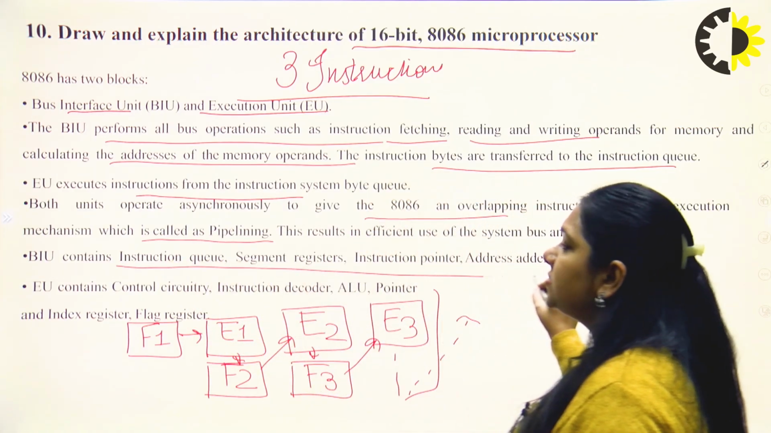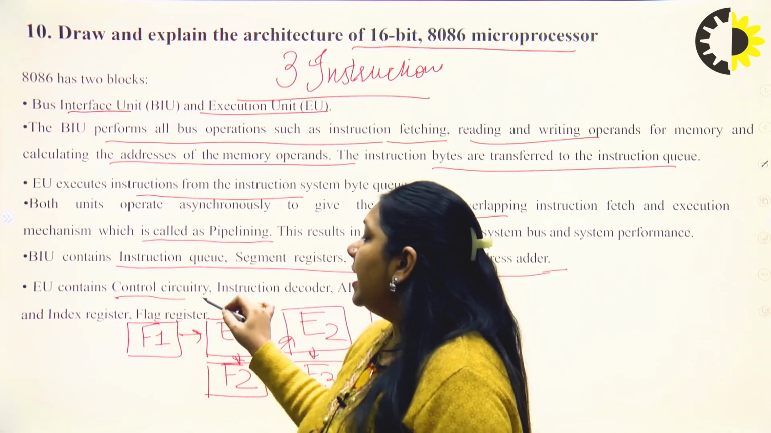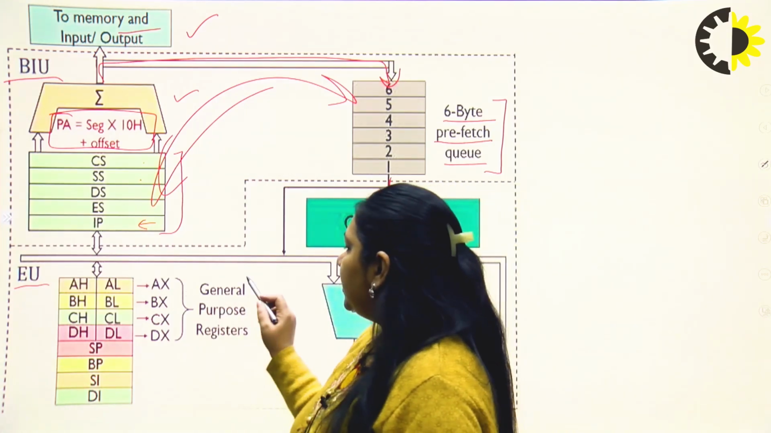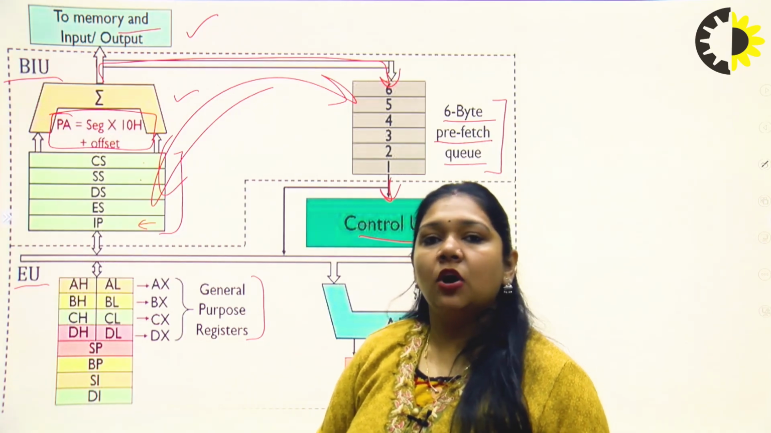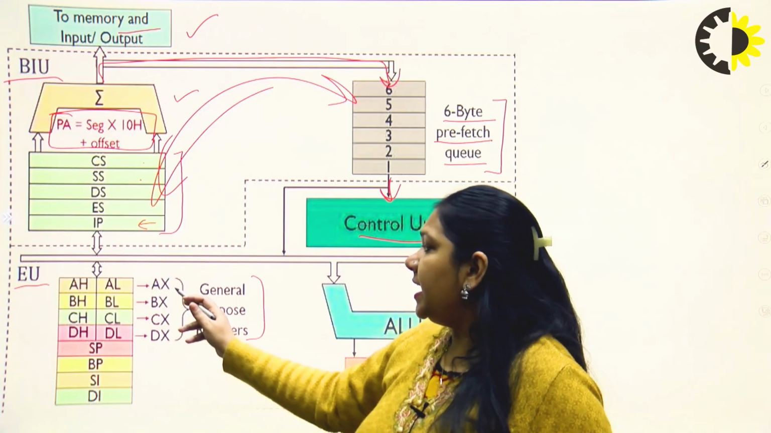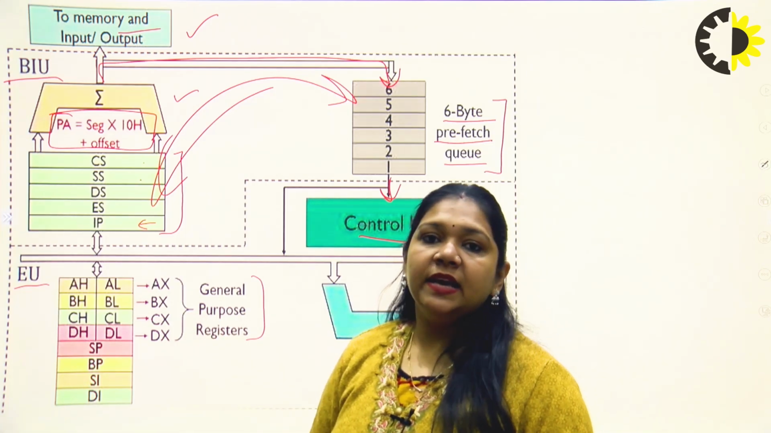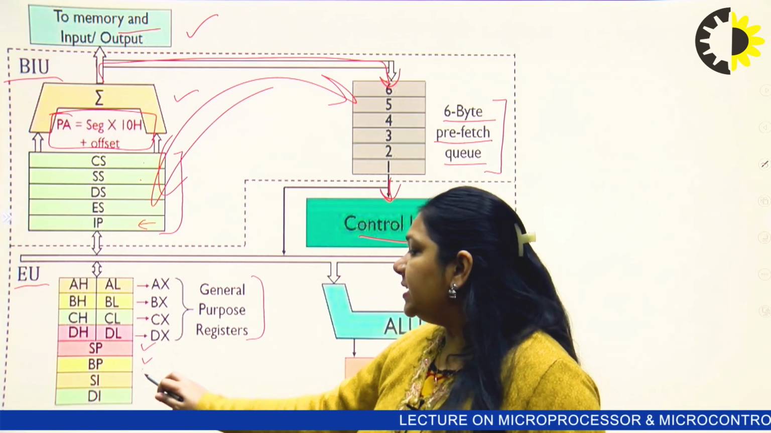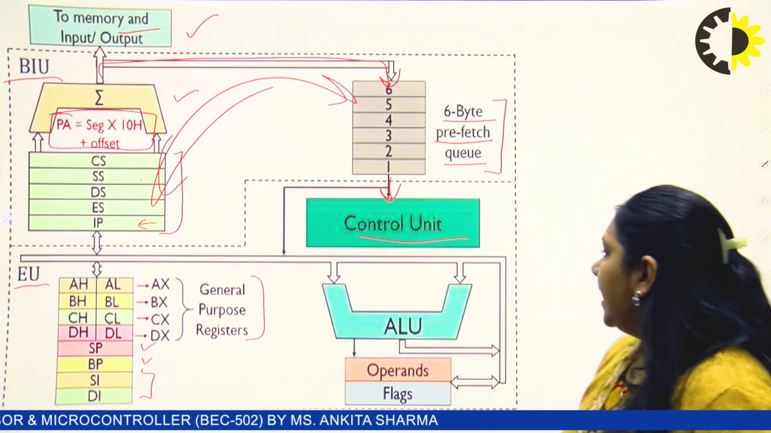BIU contains the instruction queue, segment registers, instruction pointer and address adder, and the execution unit also has the control unit, instruction decoder, ALU, pointer and index registers. These 4 are general purpose registers. All the registers here are 16-bit each, because the data stored is also 16-bit. AX is our accumulator register, BX is our base register, CX is our count register, and DX is our data register. Further, SP is the stack pointer, BP is the base pointer, and these are 2 index registers named source index and destination index.